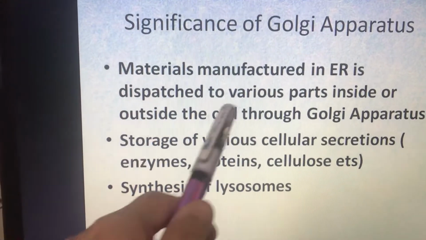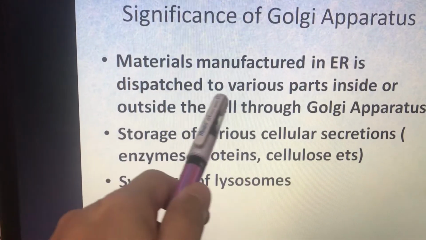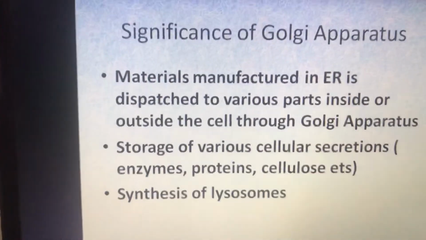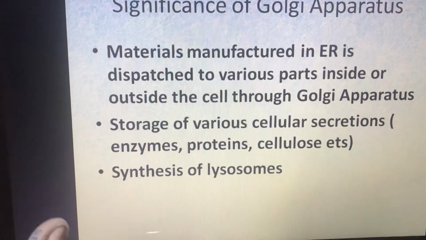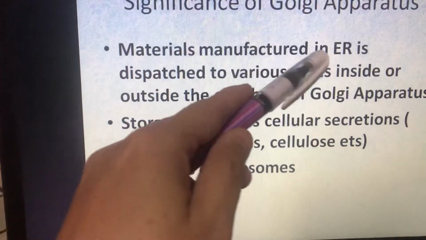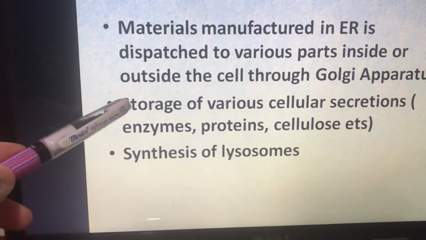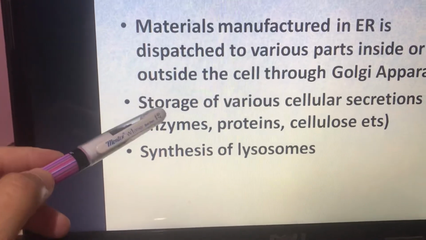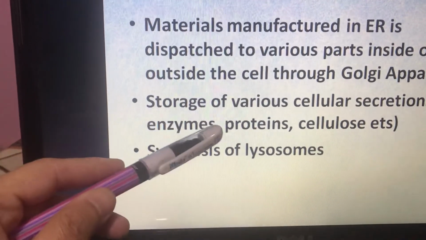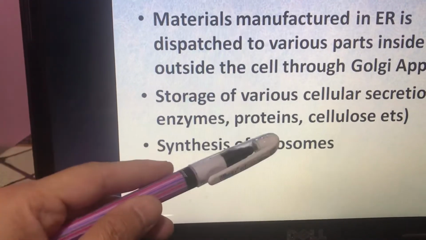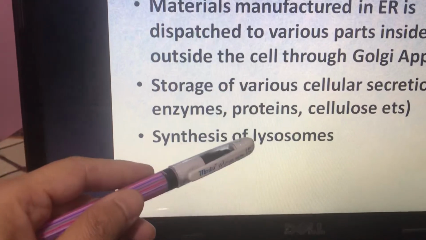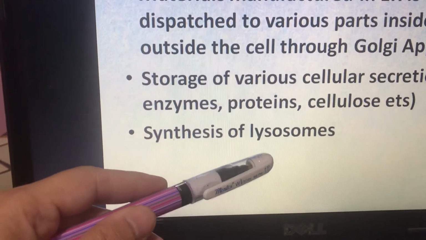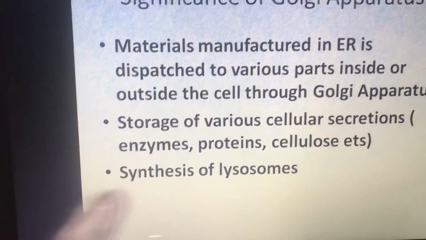Significance: materials manufactured in the ER are dispatched to various parts inside or outside the cell through the Golgi apparatus. Now the Golgi apparatus is known as the packaging center. Whatever is produced in the ER is transported and packaged in the Golgi apparatus. So it is like a packaging center of the cell. And then storage of various cellular secretions. These cellular secretions contain enzymes, proteins, cellulose, etc., and it is also involved in synthesis of lysosomes. About lysosomes we are going to see later.